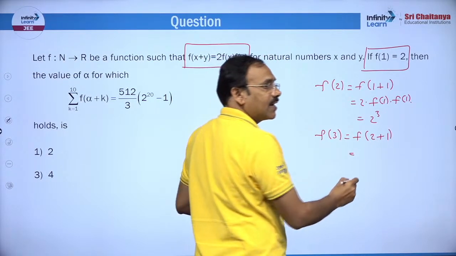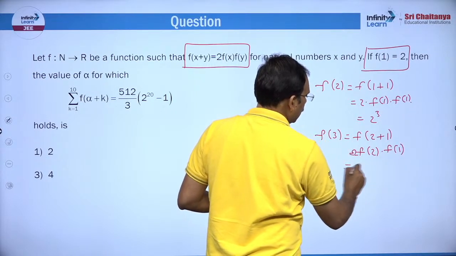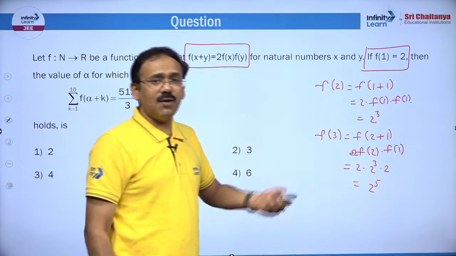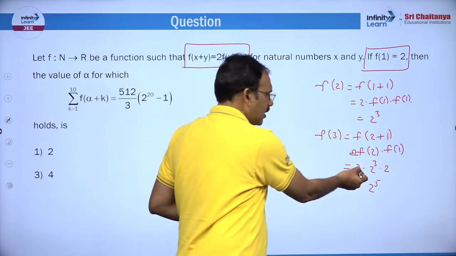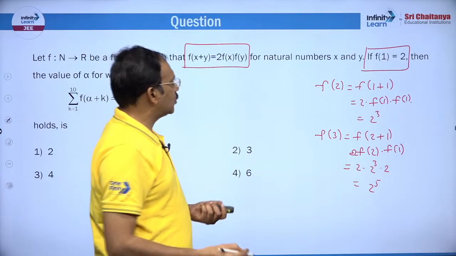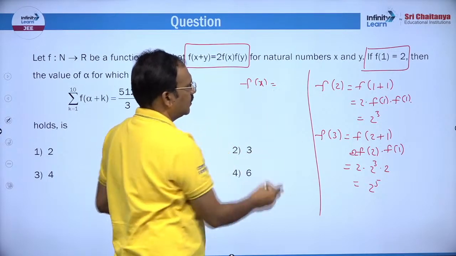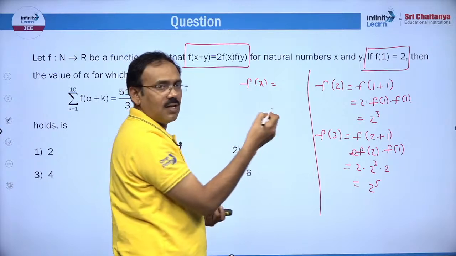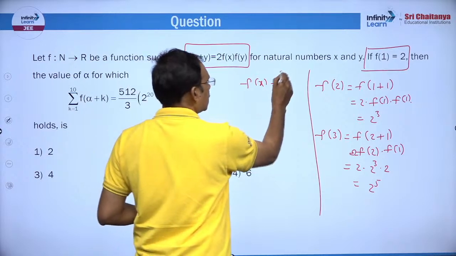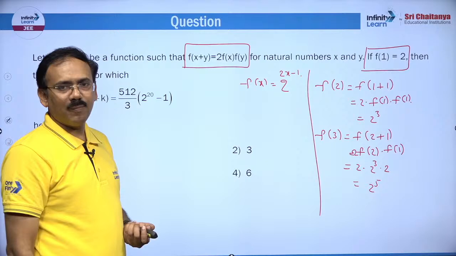dear students, f of 2 into f of 1 into 2, which is 2 into 2 cube into 2, which is 2 power 5. You can observe the rhythm, my dear friends. For any number, 2 square will be multiplied to the previous. So you can observe that f of x is nothing but 2 power 1, 2 power 3, 2 power 5, 2 power whatever x is given, it is double minus 1, 2x minus 1, that is all. Am I correct? You just check, perfectly fits.